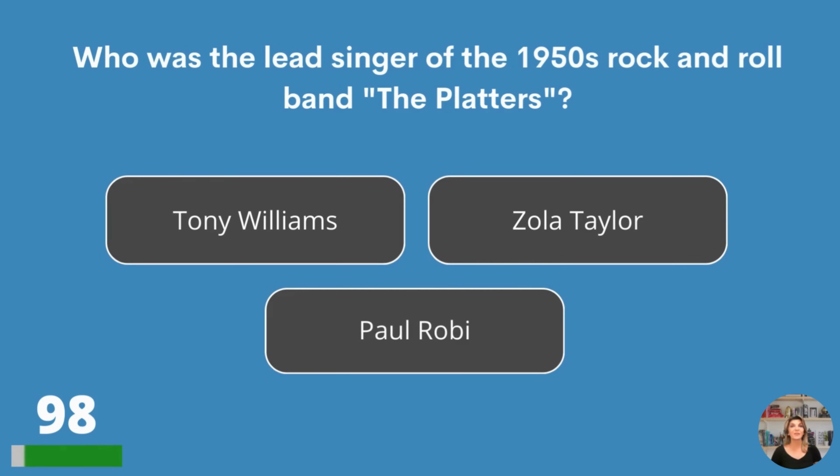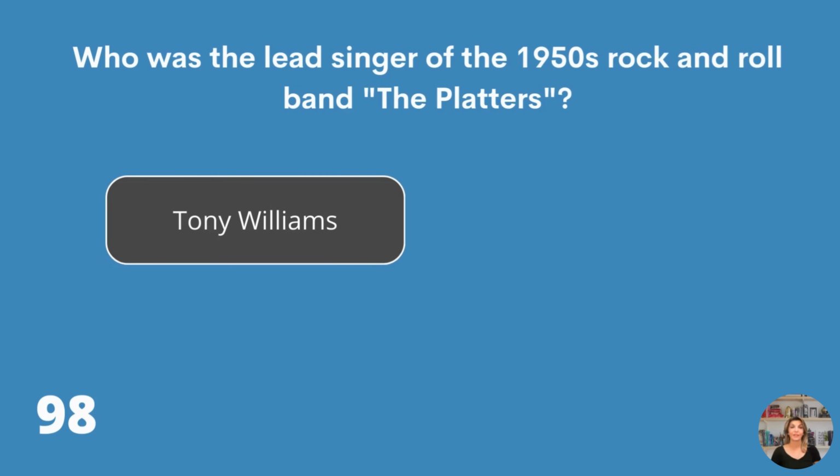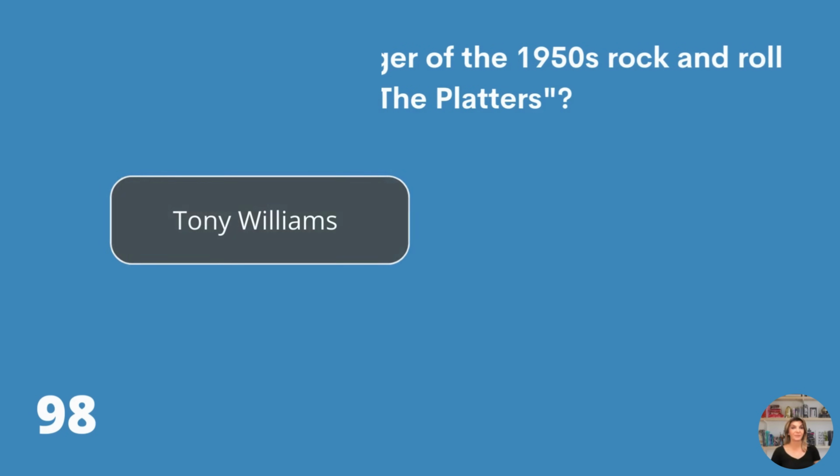Who was the lead singer of the 1950s rock and roll band The Platters? Tony Williams, Zola Taylor, or Paul Roby? Tony Williams.